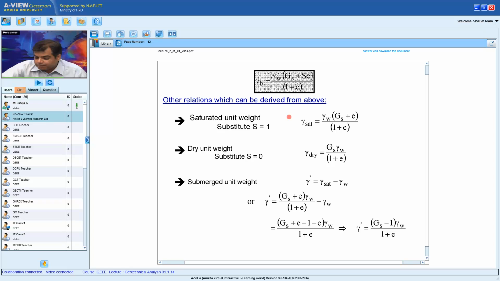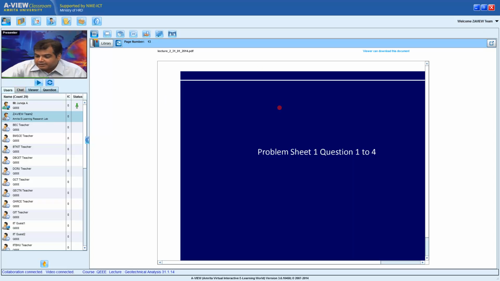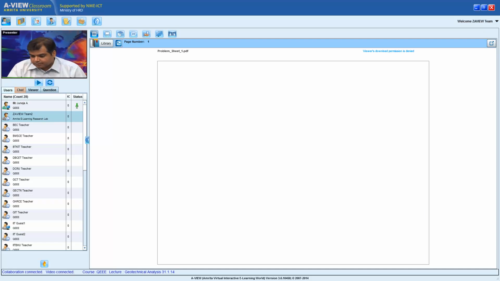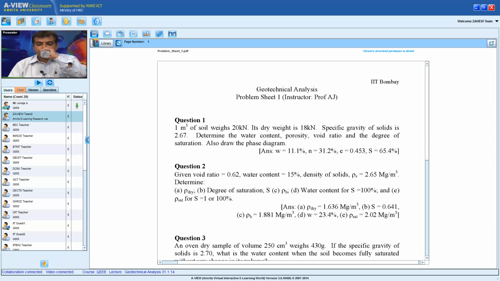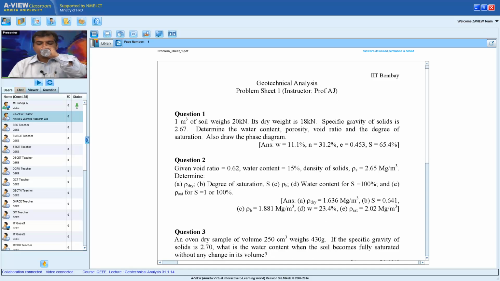Okay. I'm going to move to the next slide, which is a problem sheet. Before we do that, do we have any questions, please? Okay. Can we load the second document? Yes. Any questions, please?